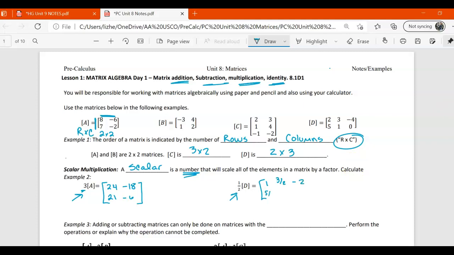Okay, anyhow, negative 4 divided by 2 is a negative 2. 5 times 1/2 is 5/2. 1 times 1/2 is 1/2, and 0 times 1/2 is still 0. Okay, so that's multiplying by scalars.